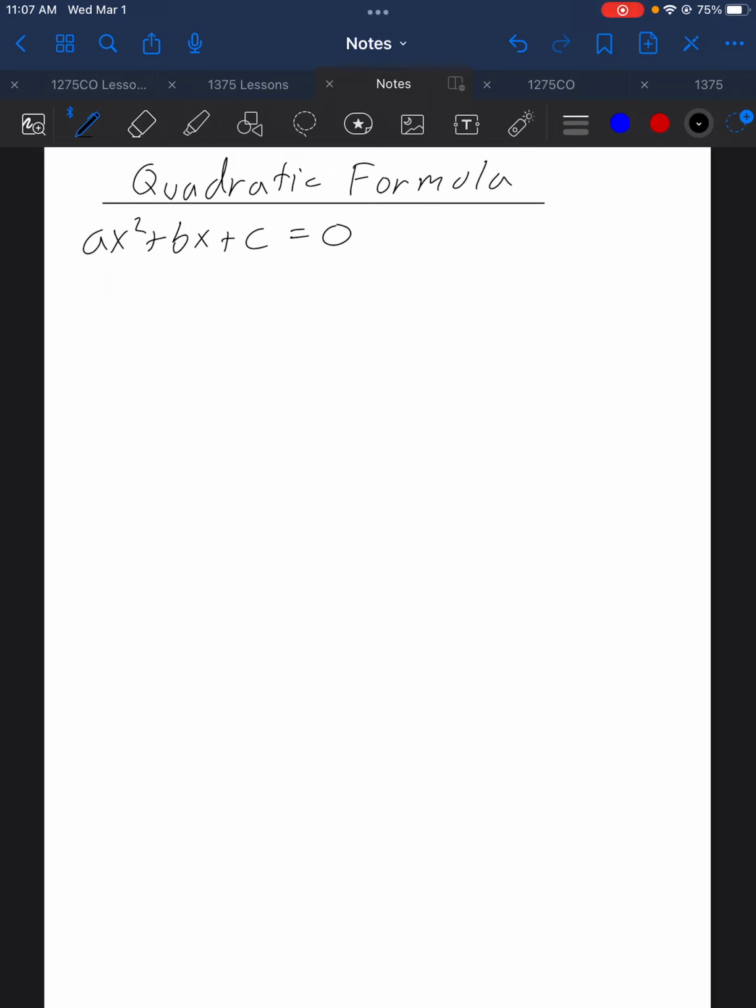And without knowing the quadratic formula, the only thing we can do is complete the square. The first step in completing the square is to divide everything by a. So that's going to be x squared plus b over a times x plus c over a is equal to 0.